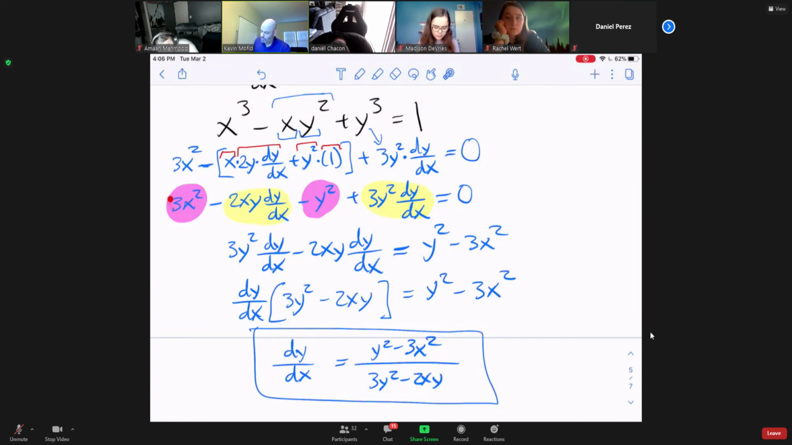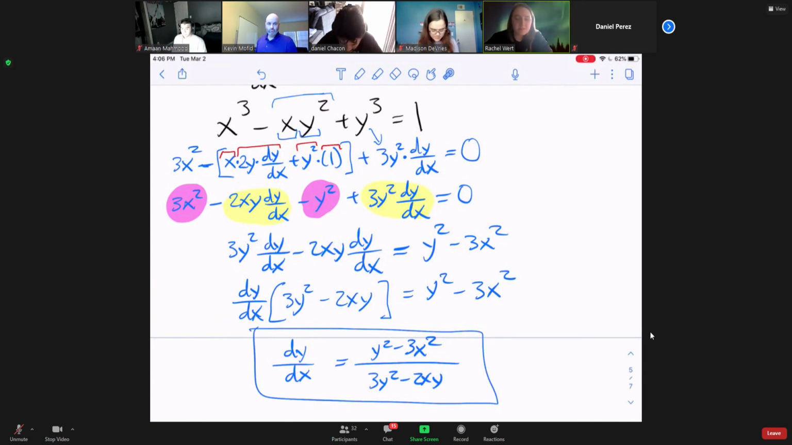Then these two terms that I highlighted in pink don't have a dy over dx term. So they go to one side. The terms in yellow do have a dy over dx, so they stay on the one side. So you separate them. dy over dx terms to one side, the non-dy over dx terms to the other. So this allows us to factor out a dy over dx and then divide.